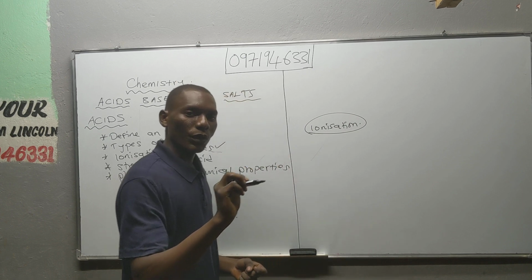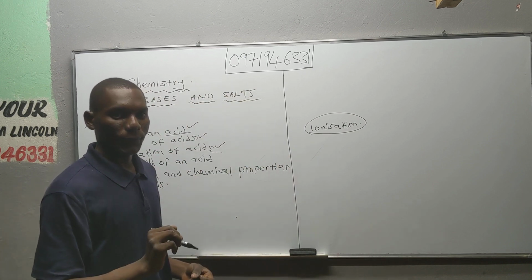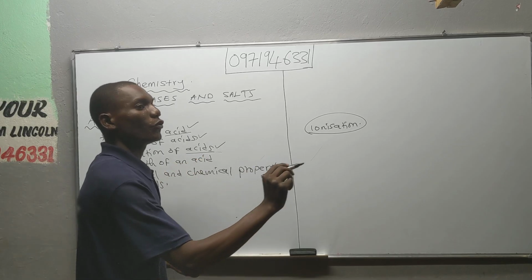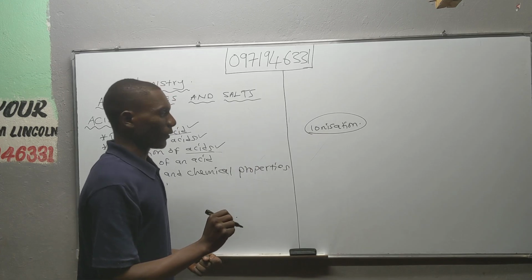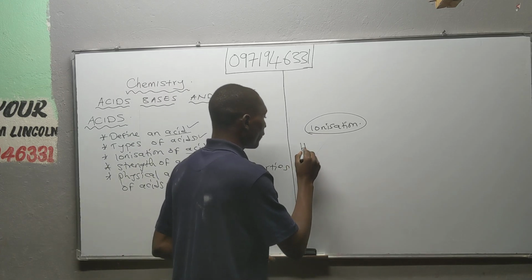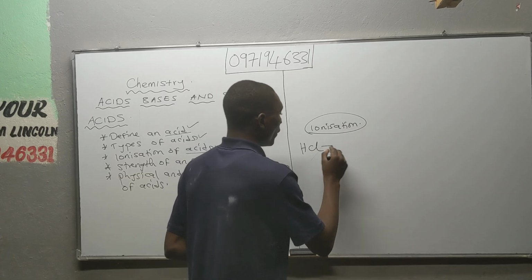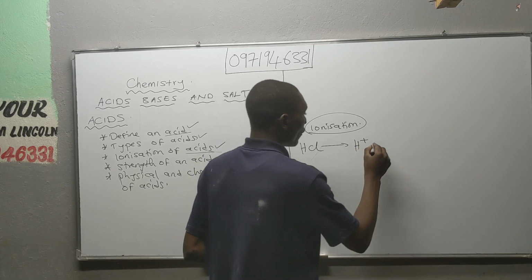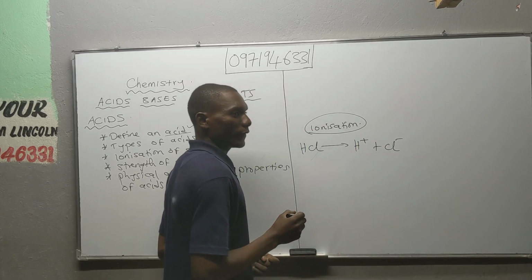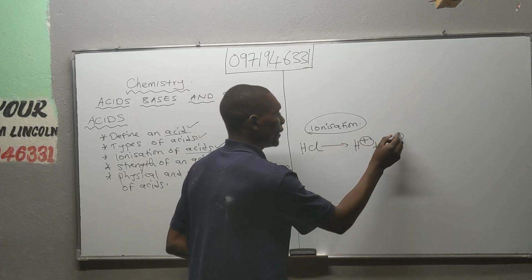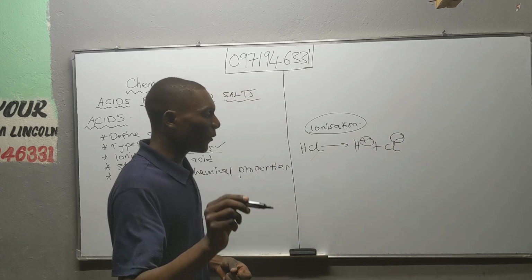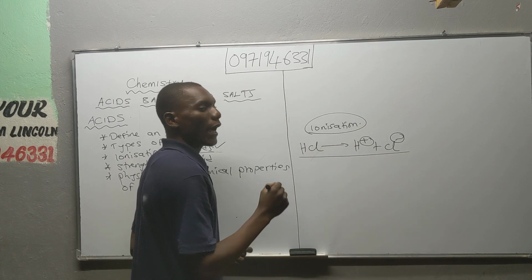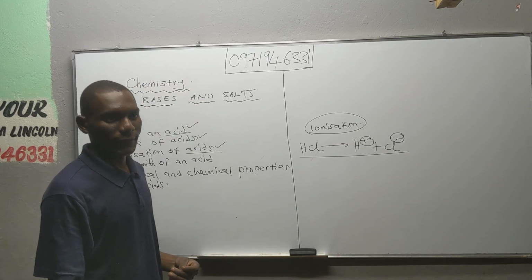Ionization is the process by which ions are formed. So when we get an acid and dissolve it in water, it produces ions. For example, if we dissolve hydrochloric acid in water, what are we going to produce? We are going to produce hydrogen ion plus chloride ions. Since this reaction involves the production of ions, we can say this is an ionization equation for hydrochloric acid.